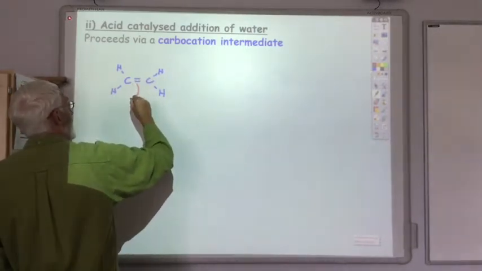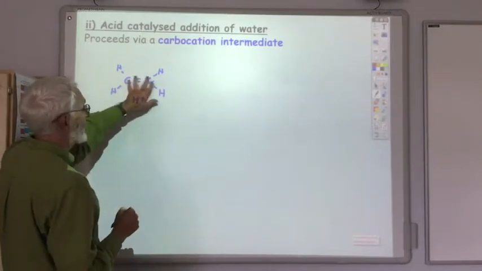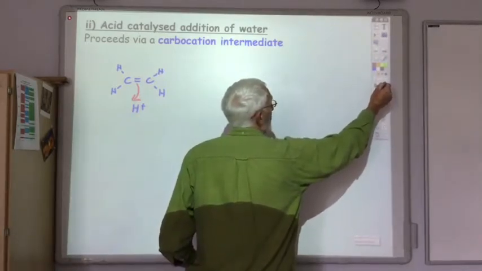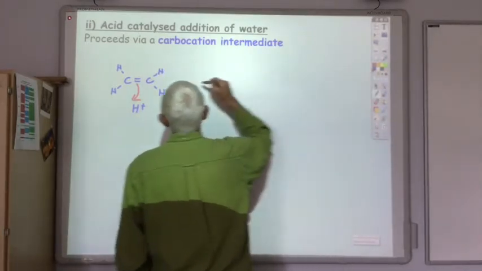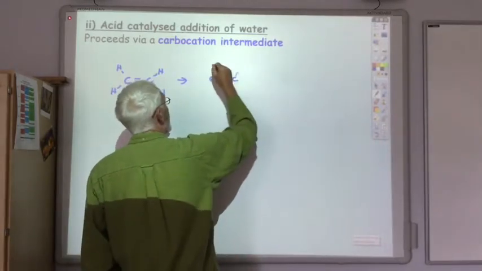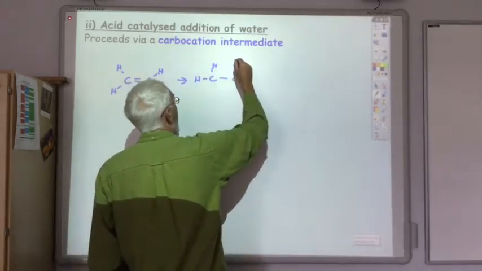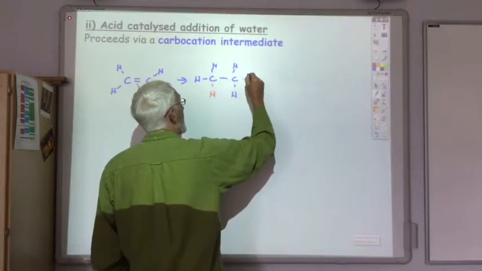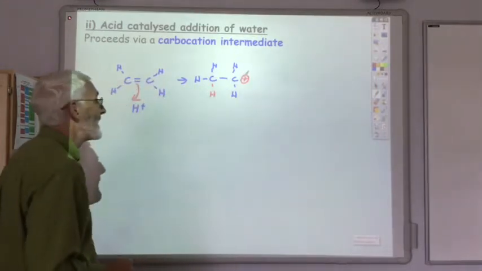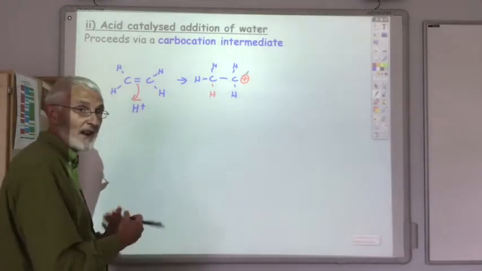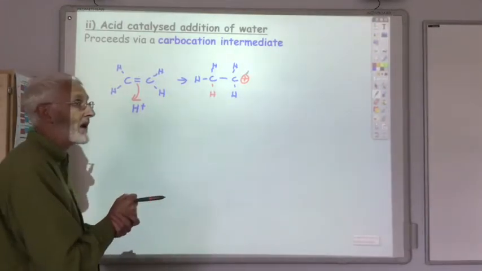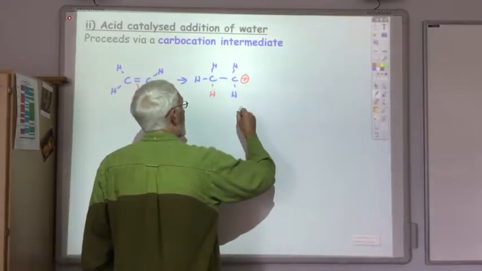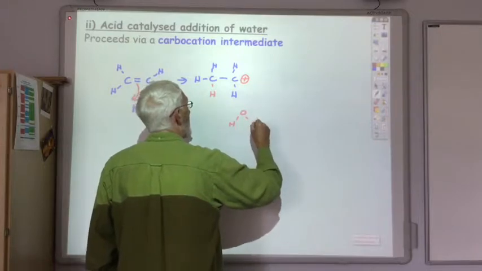The C=C bond breaks and a bond is formed between one of the carbons, either of the carbons in this case, and the H plus ion. So we then form our carbocation intermediate. And in the previous example, the hydrogen halides, that was then attacked by the halide ion. In this case, the carbocation intermediate is attacked by a water molecule.